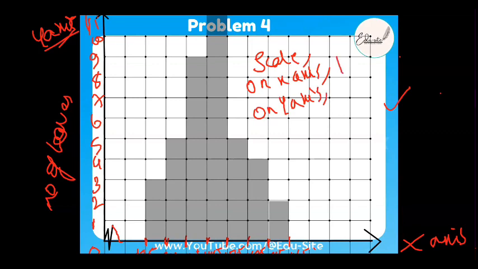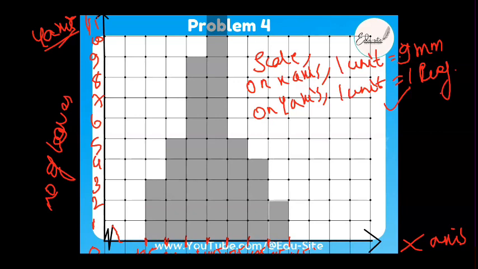On the x-axis, 1 unit equals how many? 9, yes. 9 millimeter or something, right? I'll just check the question. Yes, it's millimeter, 9 millimeter. On the y-axis, 1 unit is equal to 1 leaf, right? We have to write it this way. 1 leaf.